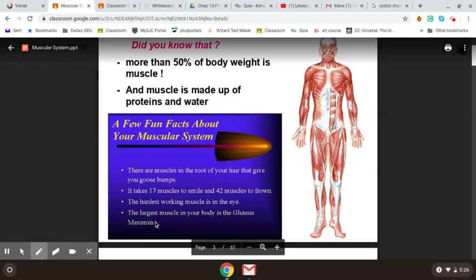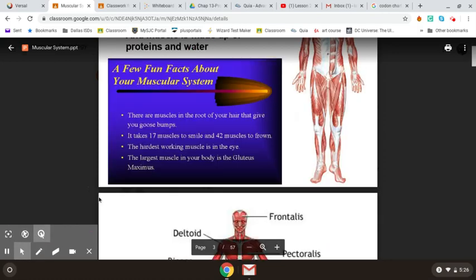The reason that they're putting maximus is because there are more than one gluteus muscles, and they have to distinguish one from the other. So the larger of the two gluteus muscles is called the gluteus maximus, and the smaller of the two gluteus muscles is called the gluteus minimus. Okay.